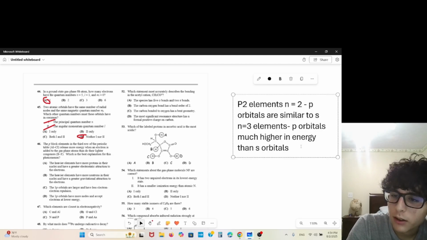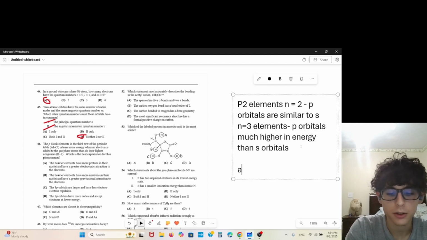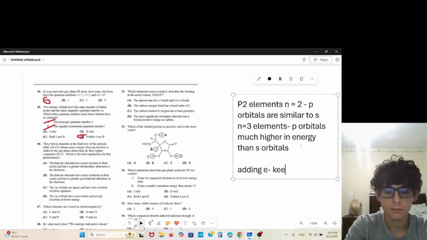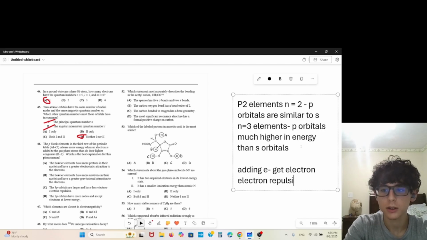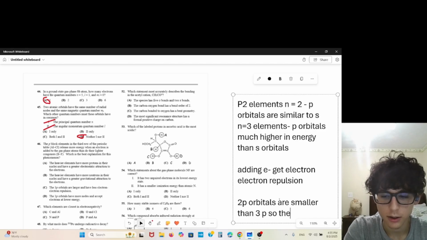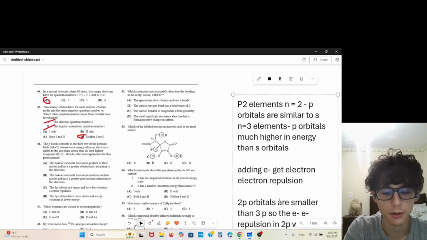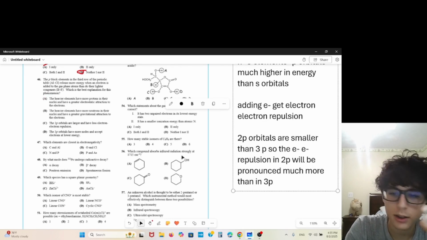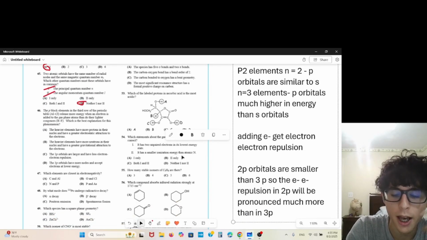When you're adding an electron, you're going to get electron-electron repulsion. However, 2p orbitals are smaller than 3p. So that electron repulsion in 2p orbitals will be pronounced much more than in 3p orbitals. So it's going to be less favorable to add an electron to F than Cl.